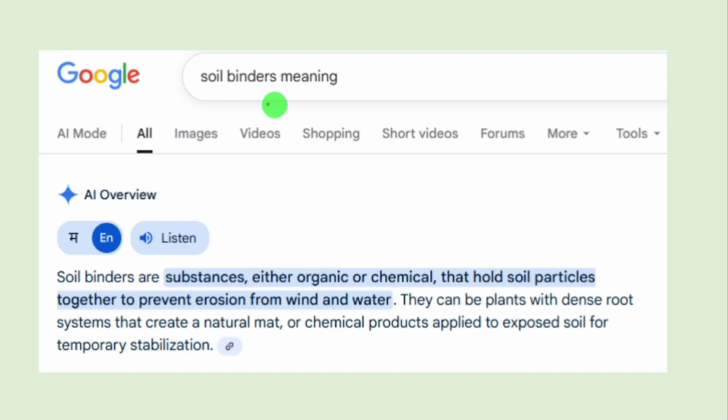So if you check what is the meaning of soil binders, they are substances that can hold soil particles. So in case of pteridophytes, the plants with dense root system create a natural mat, and this is how they prevent soil erosion.